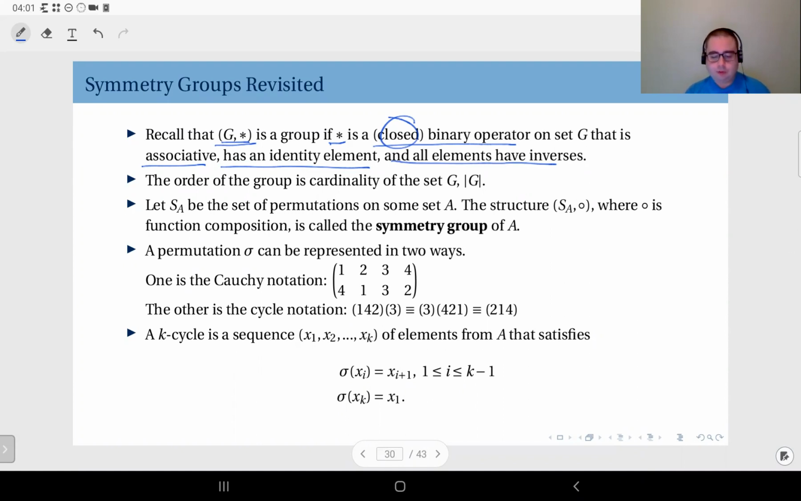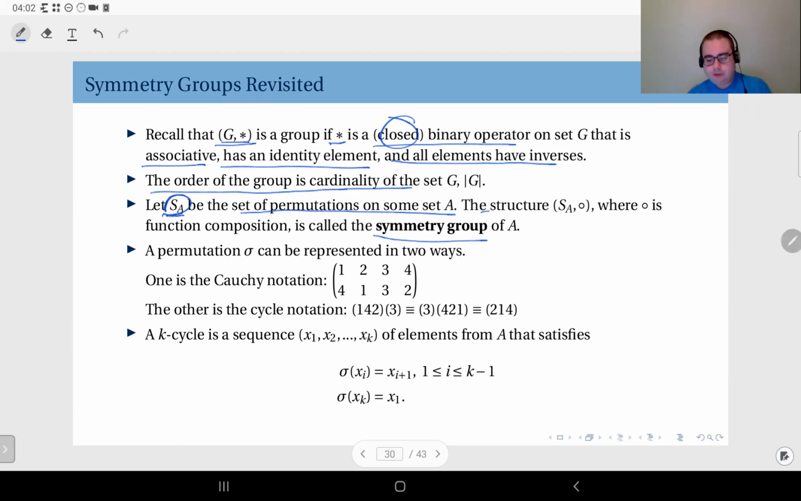And we will also denote the order of the group, which is equal to the cardinality of set G. And the next definition is the symmetry group, which we actually gave an example of when we discussed groups. But maybe if you don't remember it in detail, what a symmetry group is, is the following. Let S sub A be the set of permutations on some set A. Now remember, a permutation is a bijection from a set to itself. Okay, so it's just a reordering of the elements in the set. So S sub A is defined as the set of all possible permutations on this set.